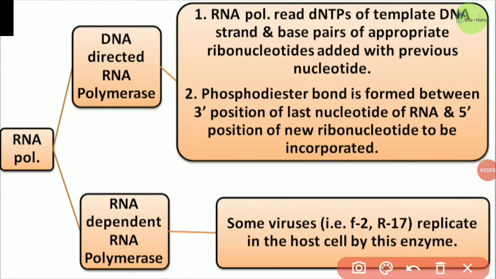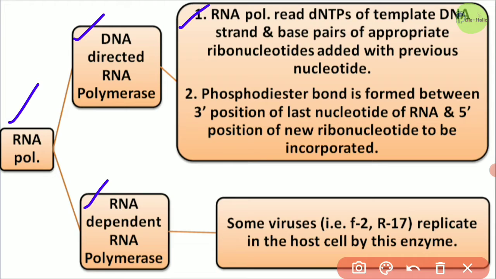So in the process of transcription, the main enzymatic function is played by the enzyme RNA polymerase, which can be divided into two types: DNA directed RNA polymerase and RNA dependent RNA polymerase. RNA dependent RNA polymerase can also be called RNA replicase. Okay, so DNA directed RNA polymerase, or the pure RNA polymerase, has mainly two functions.